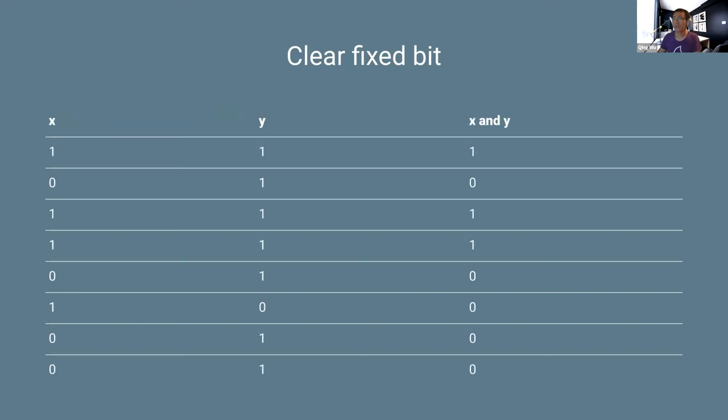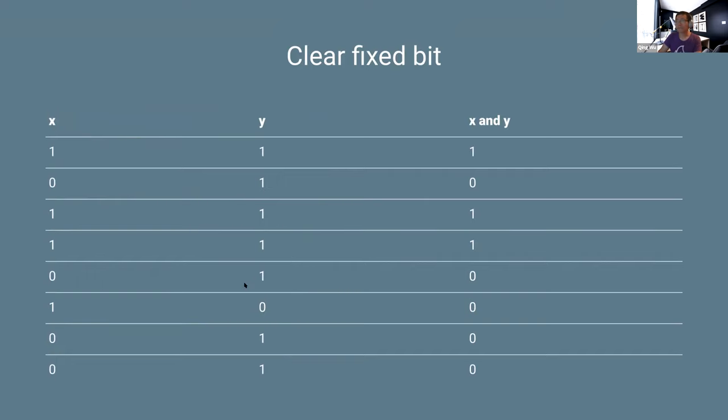Next, let's look at clearing a fixed bit. Say we wanted to clear the third bit of this number. Similar to setting a bit, we have the original number and the bit mask shown in two columns. And then again, we perform bitwise, in this case, bitwise AND. And then we get our result.